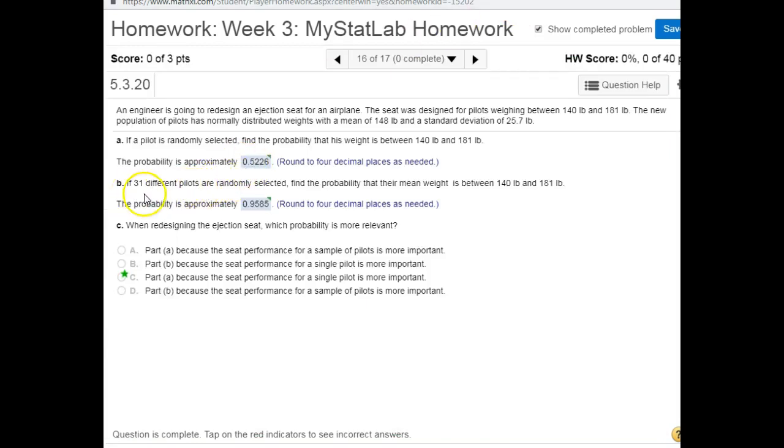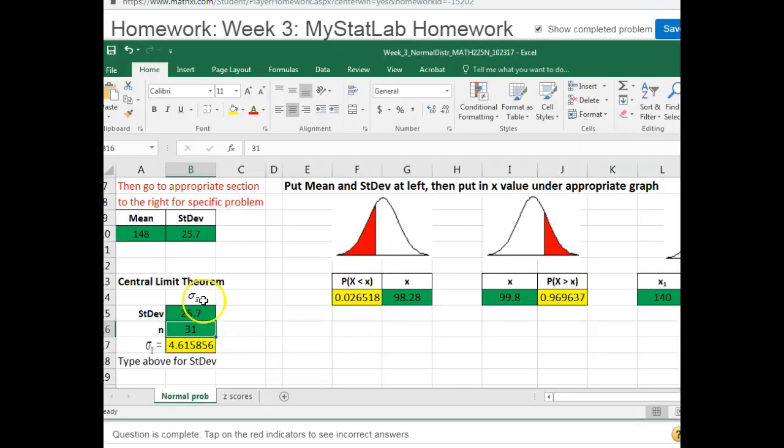So in part B, if 31 different pilots are randomly selected, find the probability that their mean weight is between those two cutoffs. So the average of the entire group of 31. We're going to use the central limit theorem to solve this, and when we look at groups of a certain size, the mean of those groups always follows a normal distribution. The mean of that distribution is the same as what the population mean was, but the standard deviation changes based off of the group size.